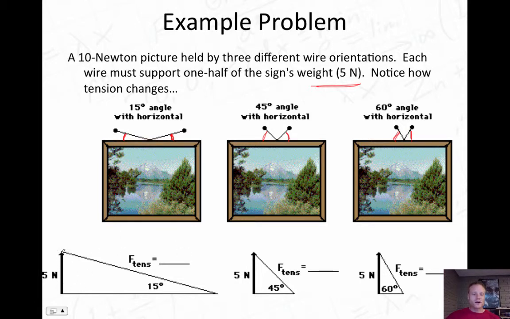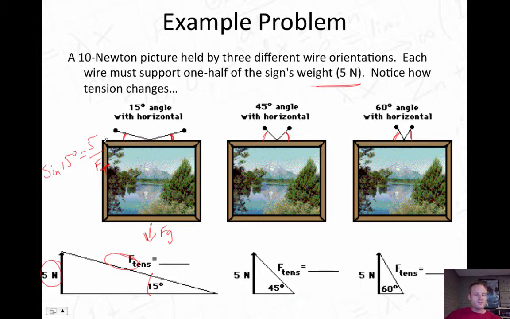I know that this wire is going to be experiencing a force of 5 newtons pointed directly up because it's got to balance the force of gravity. So these wires must balance the force of gravity, and in this case, the angle is 15 degrees from horizontal. I'm wondering what the hypotenuse is, and that's F tension, or how much tension is in those wires. So to do that, I'm going to take the sine of 15 degrees equals opposite, which is 5, over hypotenuse, which I'll just call F tension.